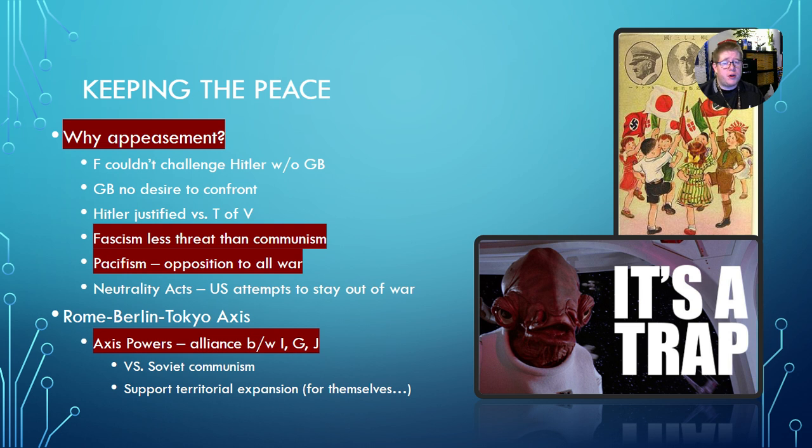So we have the Rome, Berlin, Tokyo axis, the Axis powers, this alliance between Italy, Germany, and Japan, that they are claiming they are forming an alliance against Soviet communism and then support for territorial expansion for themselves. It's a trap, people. They're not forming an alliance against communism. That is merely a ruse to distract the Allies. They're like, oh yeah, they're going to fight communism, that's great, we don't like communism. When in reality, they're planning a massive invasion of Europe and the Pacific.